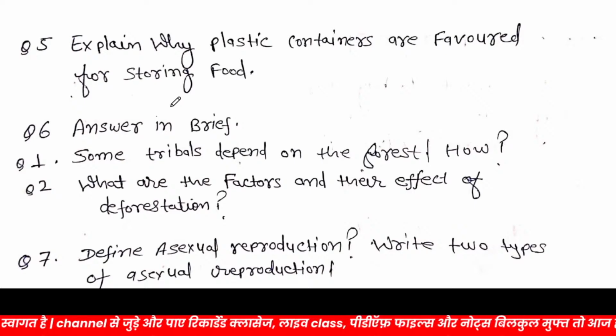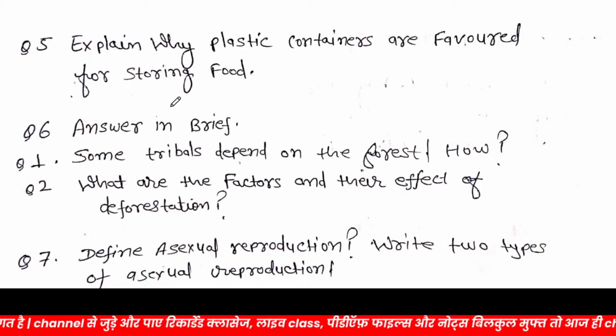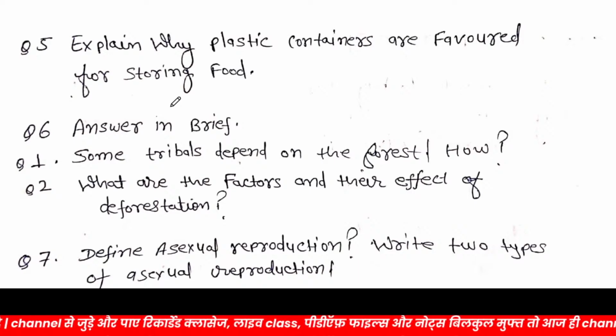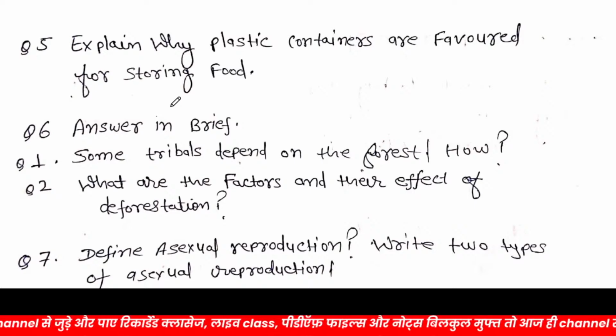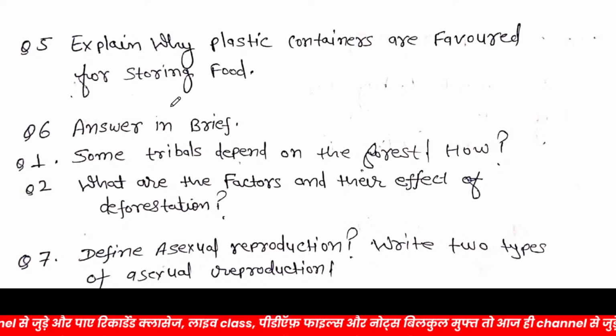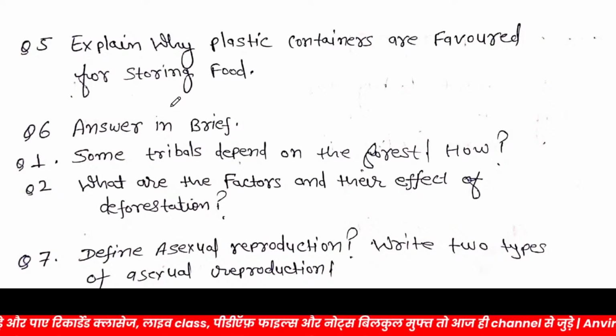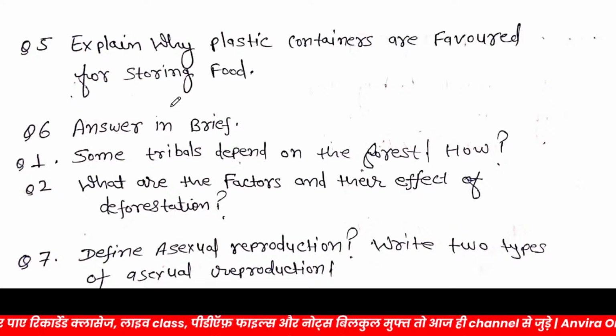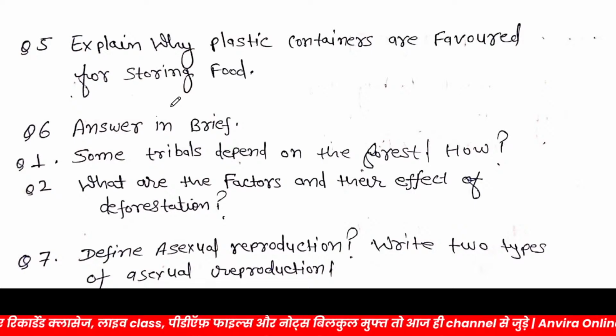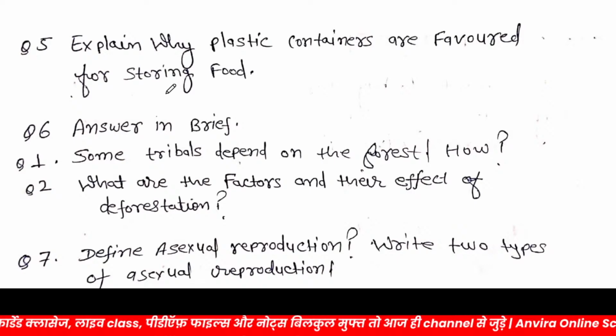Next, explain why plastic containers are favored for storing food. So plastic containers are good for storing food because they do not react with food items, they do not get rusted, and they are light, strong and durable.